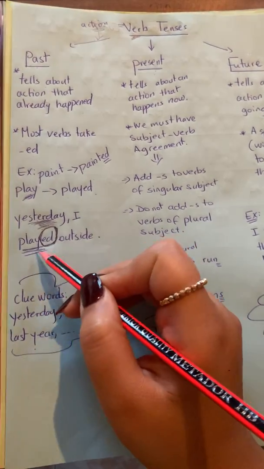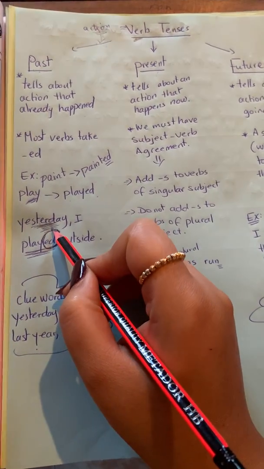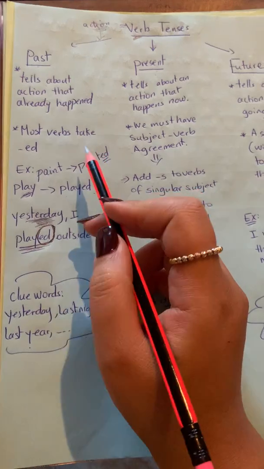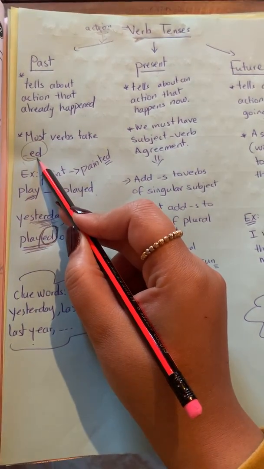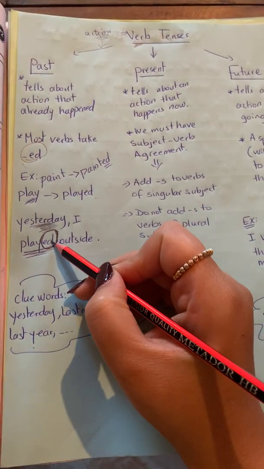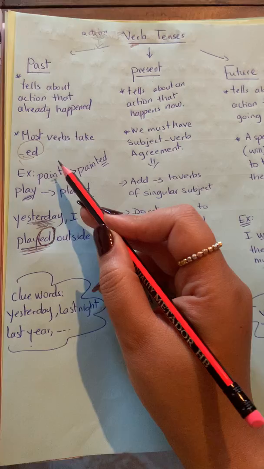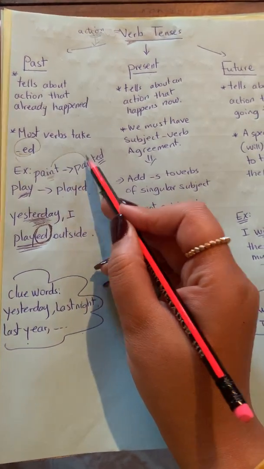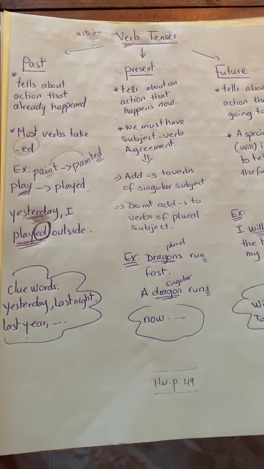Okay, look at the verb played. The verb in the past tense most of the time takes what? ed at the end. Okay, played. Look at the verb paint. What's the past tense of paint? It is painted. We add ed.